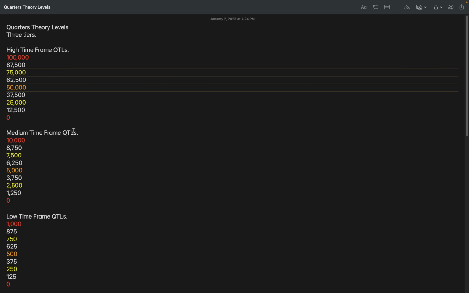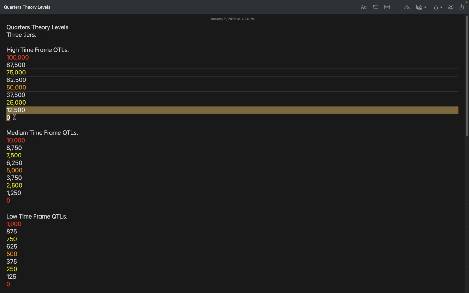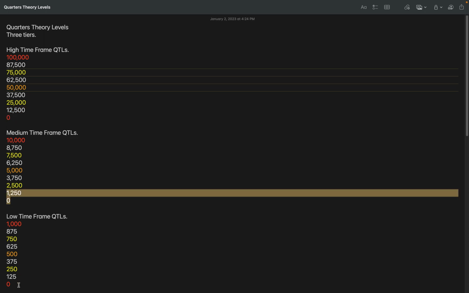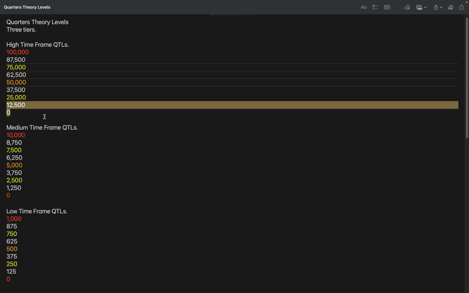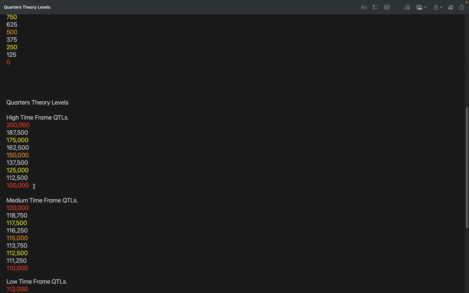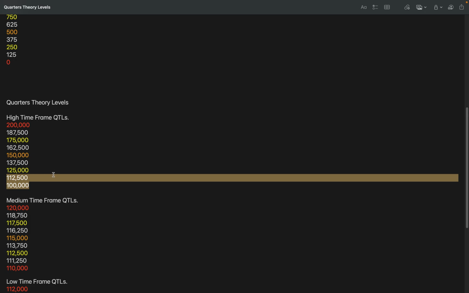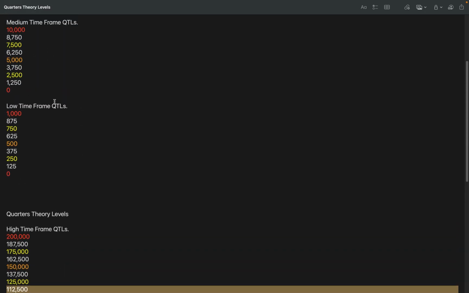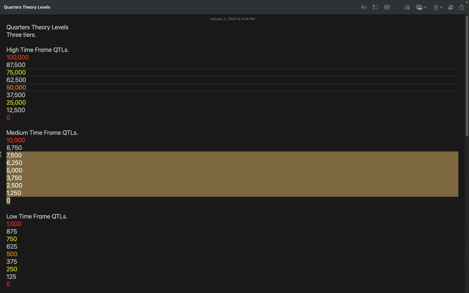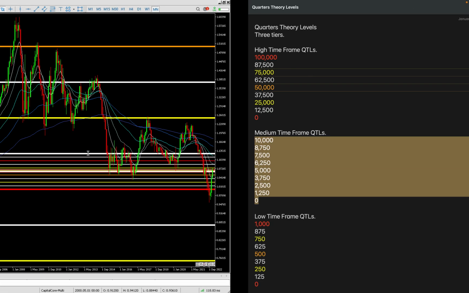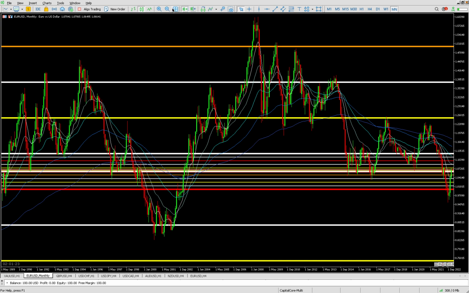Essentially, we're kind of right here. We're in this range. Okay, so we're high time frame. Now we're here. Boom, right there. So we're kind of, if you can understand it, like right there, or like right here. So we're zooming in now to this one, the medium time frame QTL.